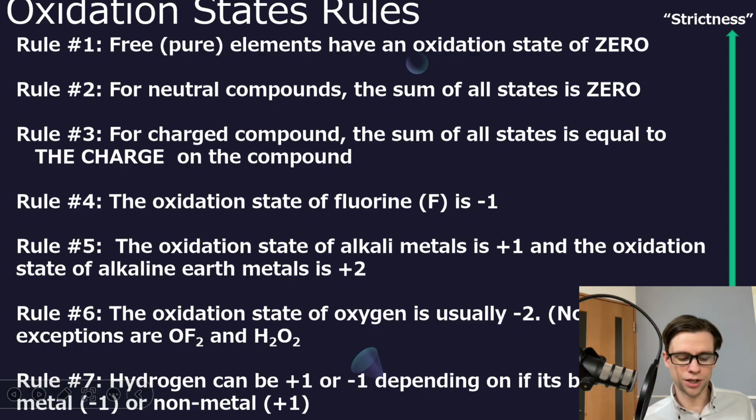Okay, number 3, for charged compounds, the sum of all oxidation states is equal to the charge on the compound. So we're talking about charged ions here, maybe polyatomic ions like sulfate, nitrate, phosphate, whatever, ammonium. Those have charges in the top right. They're charged compounds. So that means the sum, adding all of the oxidation states of individual atoms inside them together, must equal that total charge on the ion. Okay, so these first 3 rules, they cannot be broken. This is just how things are. These 3 rules cannot be broken.